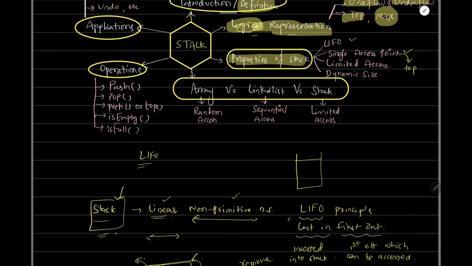So in a stack we know there will be only the top. So only the topmost element can be accessed in the stack. No other elements can be accessed. The first element that can be accessed in the stack is basically the topmost element. So it is a single access point, and so limited access, because we can't access any other element in the stack other than the top element. And the next thing is dynamic size.